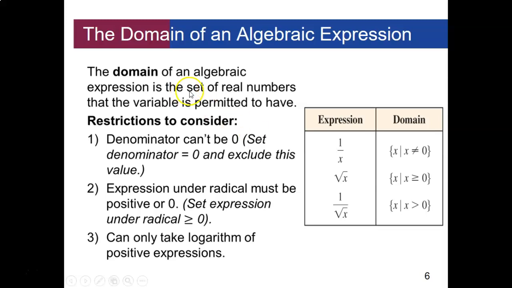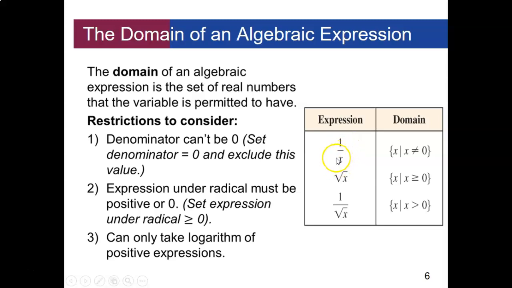Okay, so the domain of an algebraic expression is the set of real numbers that the variable is permitted to have. Okay, so this is saying what values can we put in for our variable. So there's a couple things to look for as far as restrictions. The first one is our denominator cannot be equal to 0 because we know that we can't divide something by 0.